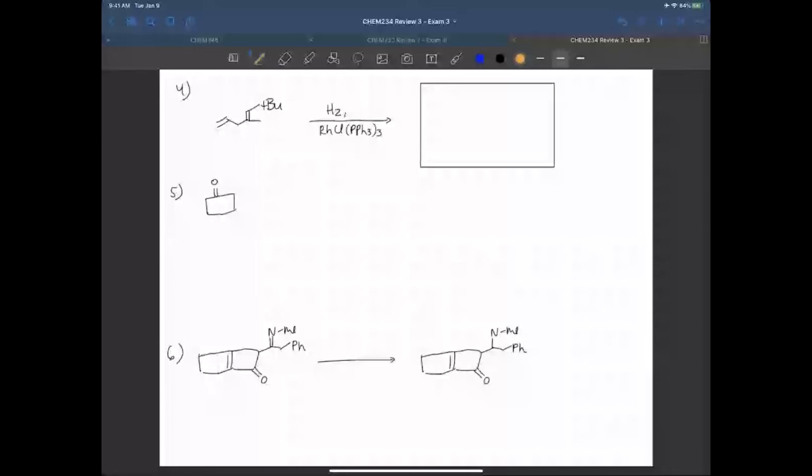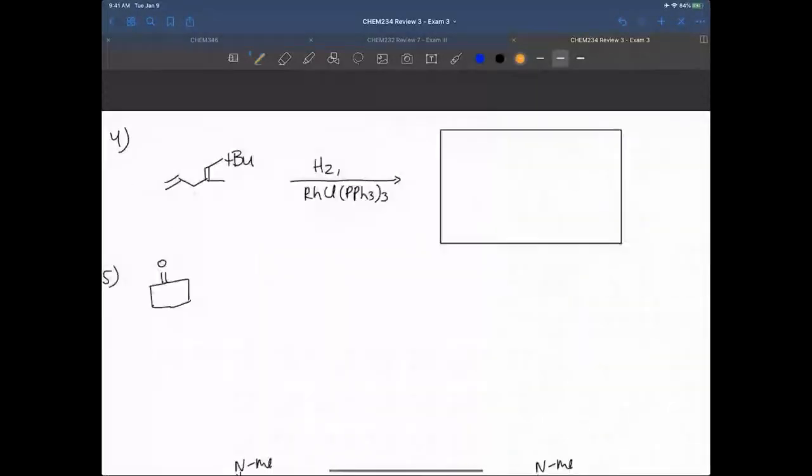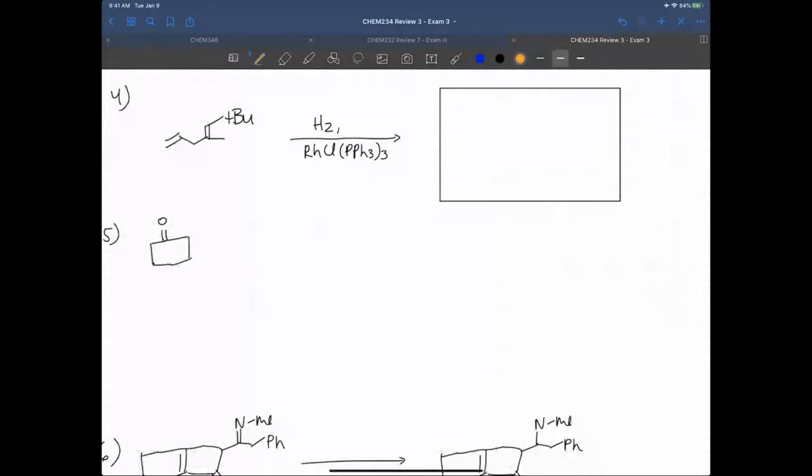All right. What about this one here, number 4? Do I reduce all double bonds? Only the one on the left, exactly. Anything above a secondary alkene would not get reduced, right? So remember that Wilkinson's catalyst is selective.